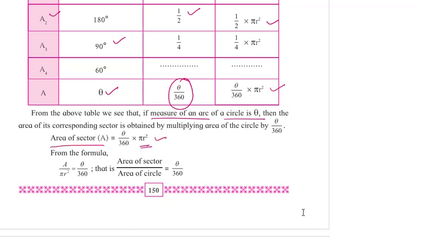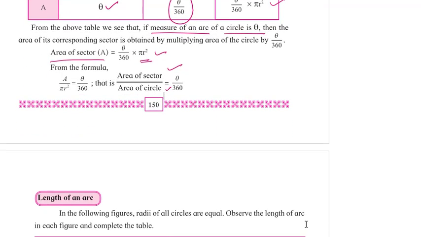Now if I rearrange this formula, I will get area upon pi r square is equal to theta upon 360. Area means the area of the sector, divided by pi r square, the area of the circle. Area of sector upon area of circle is theta upon 360. You have to remember this formula. Either remember that area is theta upon 360 into pi r square, or better, learn that area of sector upon area of circle is the angle of arc divided by 360 degrees, the complete angle.